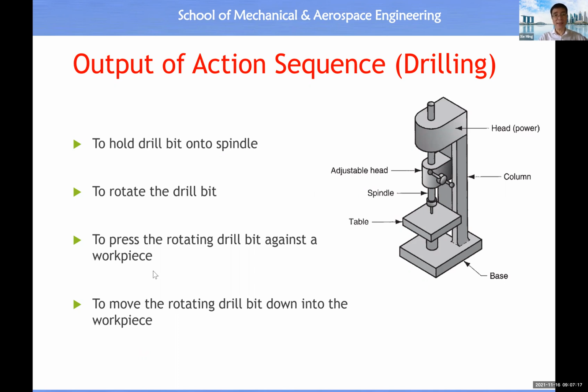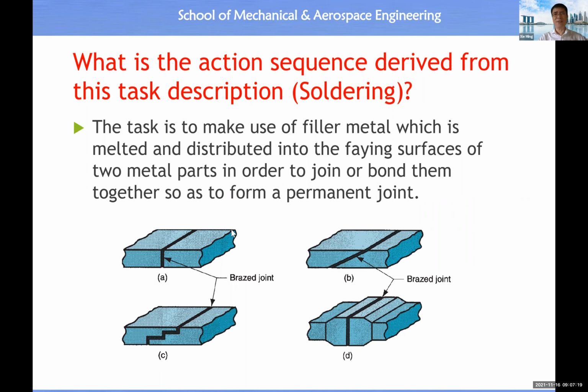And here is another example from the manufacturing industry. If we give you this task description, what should be the action sequence which will lead to the accomplishment of this task? This task is to make use of a filler metal, which is melted and distributed into the faying surface of two metal parts in order to join or bond them together so as to form a permanent joint.